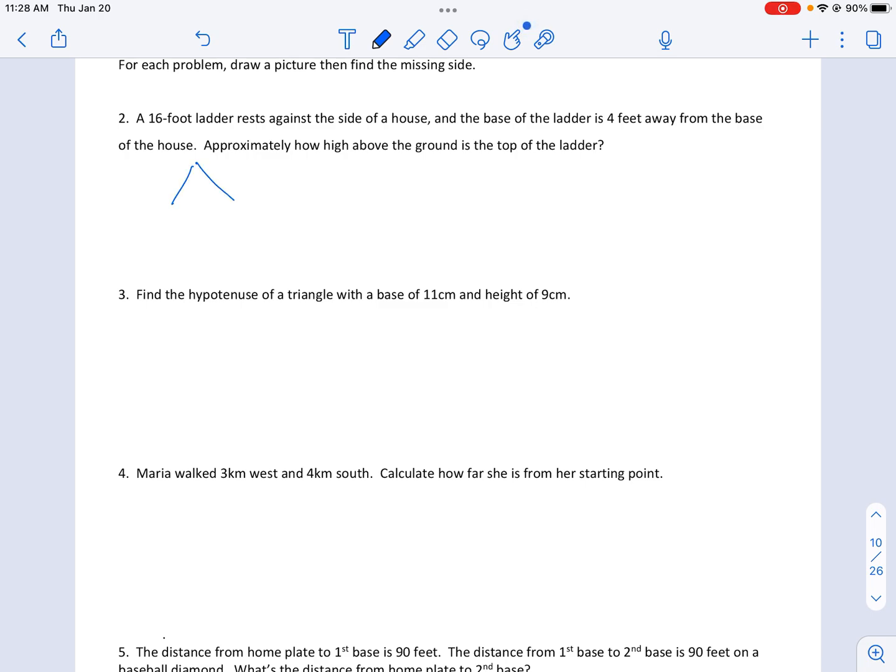So here's my house, and here's the ground. And basically this is saying there's a ladder that leans against the house. Okay, there's my picture. Let's see the numbers. The 16 foot is the ladder, so this is 16. And it says the base of the ladder. So the word base is basically the bottom. So the bottom of the ladder is 4 feet away from the bottom of the house. So it's saying that this is 4. And I want to know how high above the ground is the top of the ladder. So this is the piece that I'm looking for.